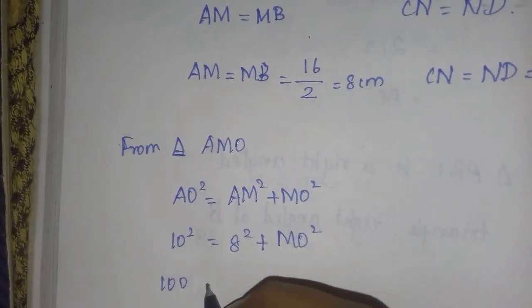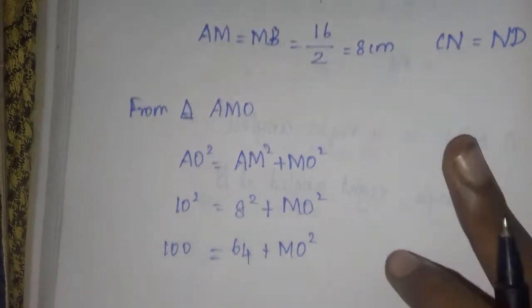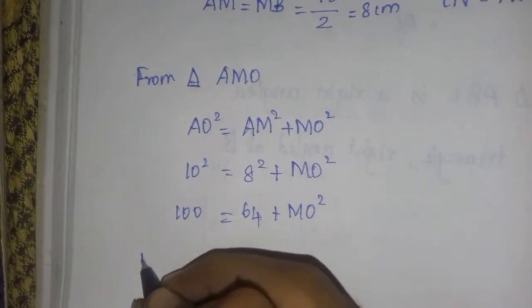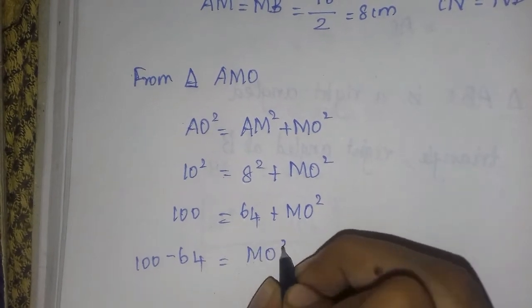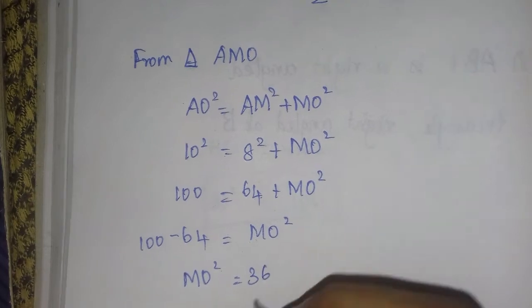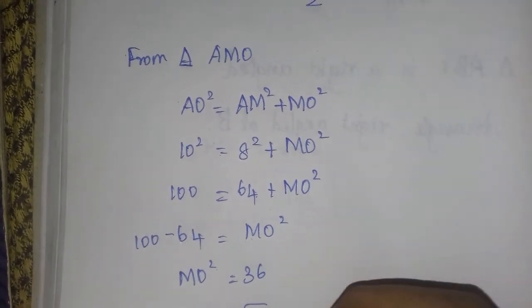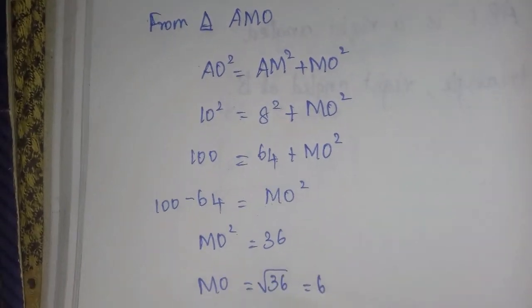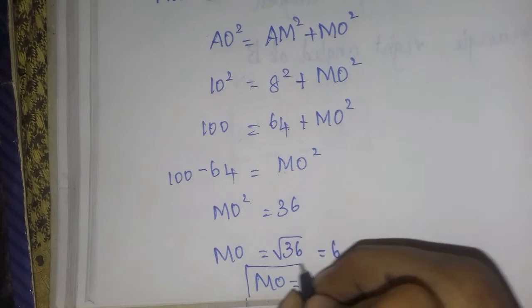10 square is 100, which is equal to 64 plus MO square. So 64 comes here as minus 64. 100 minus 64 is equal to MO square. So MO square is equal to 36. What is the value of MO? You have to take root 36. What is root 36? 6. So MO is equal to 6.